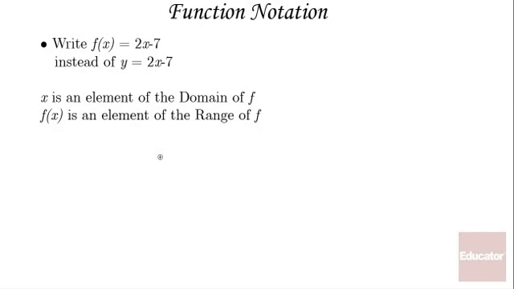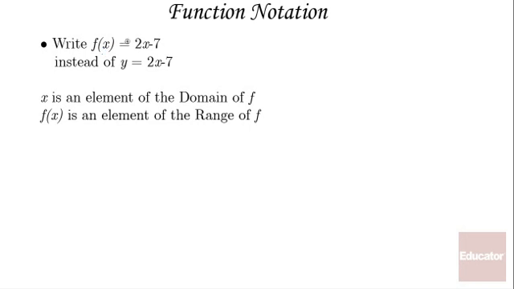Function notation. Sometimes, instead of seeing a function written as y equals 2x minus 7, instead of using y, we sometimes use f of x, and this is how we say this: f of x. f of x equals 2x minus 7. And what this is saying is the function at x.